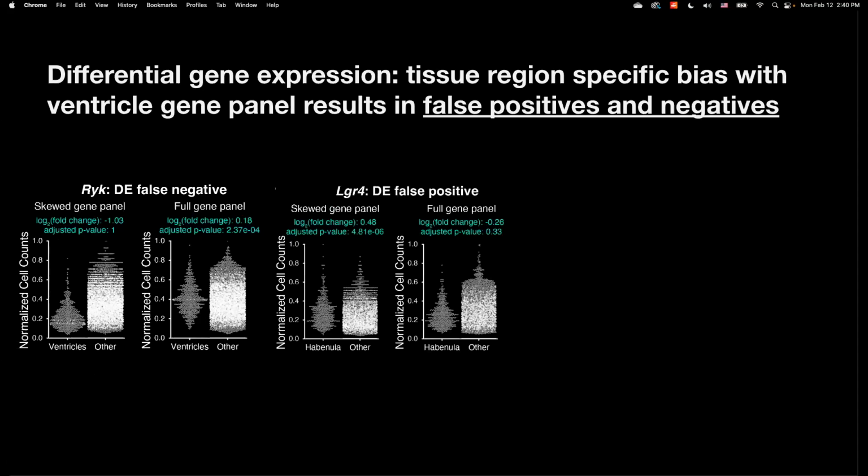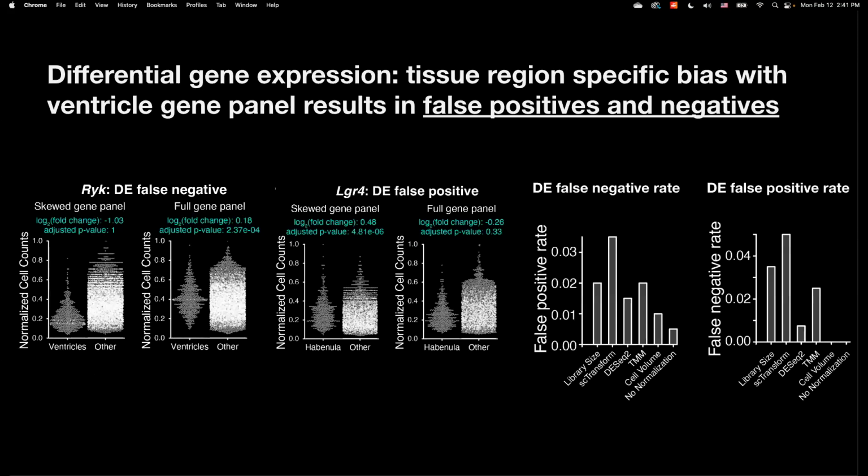This also results in false positives, as shown here with LGR4 expression in the habenula. And when we quantify these error rates, we find that we can get up to a 4% false negative and a 5% false positive rate, depending on which count-based normalization method we use.